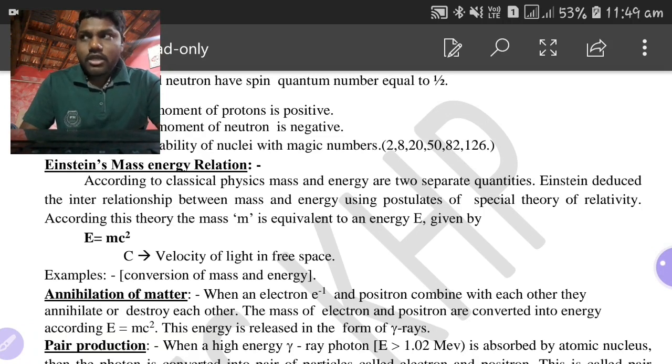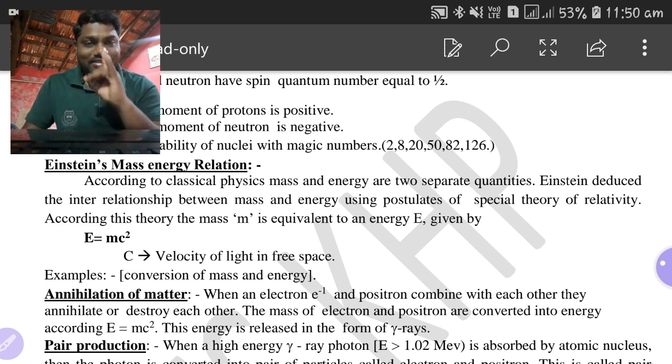So today in my fourth lecture, I am going to explain about Einstein's mass-energy relation. As far as classical mechanics or classical physics is concerned, we know that mass and energy are two different quantities, two separate quantities, two individual quantities. But when Einstein proposed his special theory of relativity, according to his postulates, he deduced the relation between mass and energy. And that relation is known as Einstein's mass-energy relation.